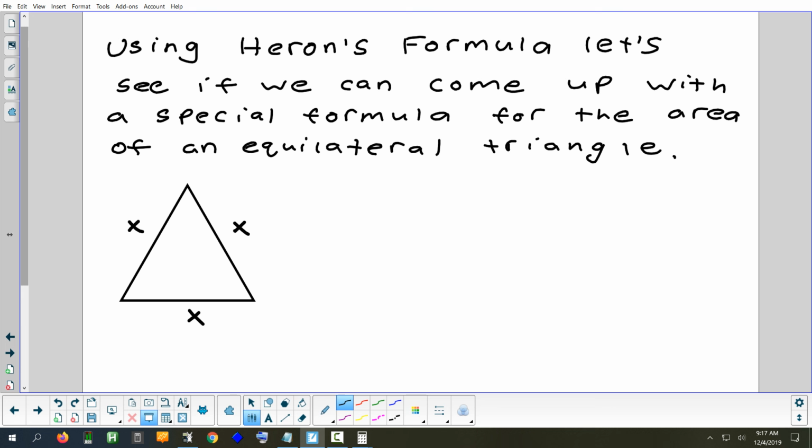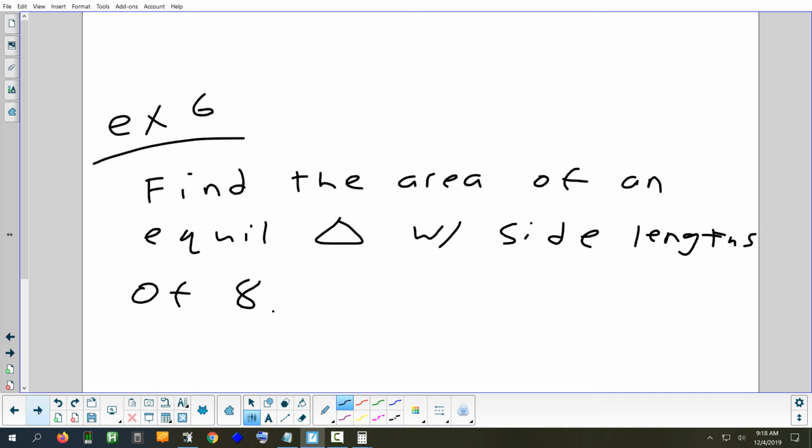What's the perimeter of that triangle? 3x. It's x plus x plus x. So the perimeter is 3x. So what's the semi-perimeter? 1.5x. Okay, so there's your semi-perimeter, 1.5x. Now let's plug that into Heron's formula. We're going to simplify it, and we're going to get something pretty simple for the area of an equilateral triangle. And then we'll use it on this problem.